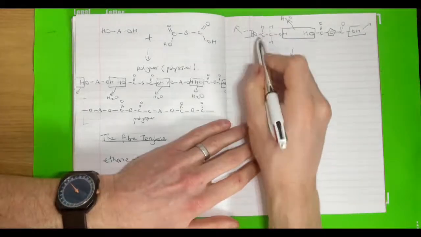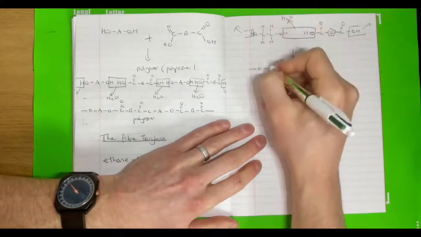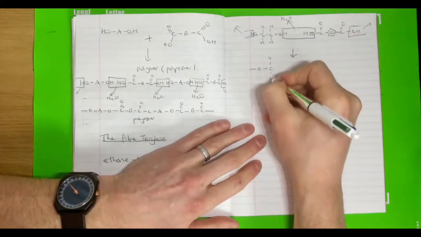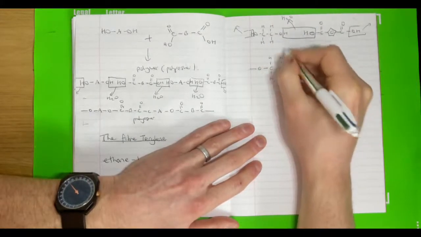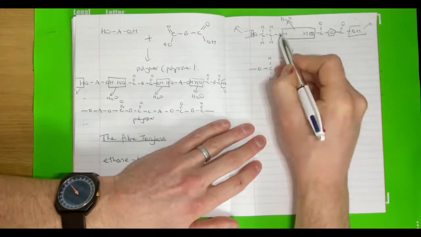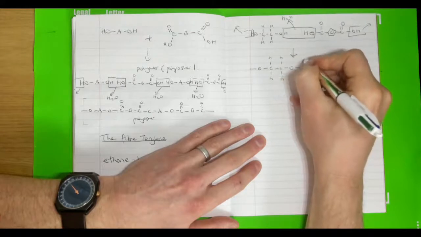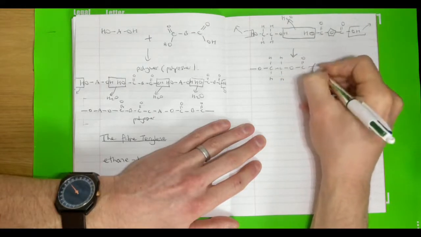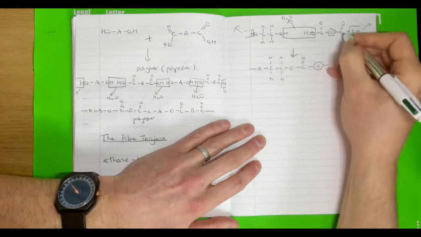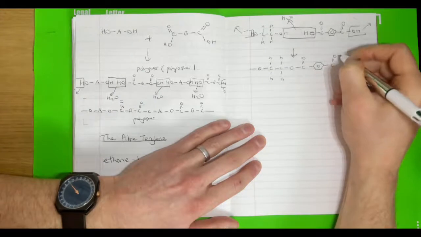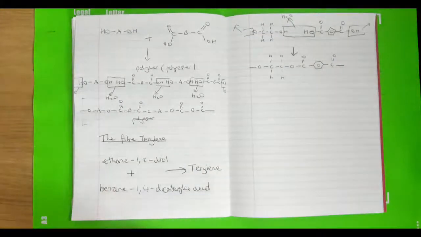So I've got a bond here coming off the O, CH2, CH2, O, and that O is chemically bonded to that C double bond O, benzene ring, C double bond O, and that C double bond O will be connected to another monomer there.